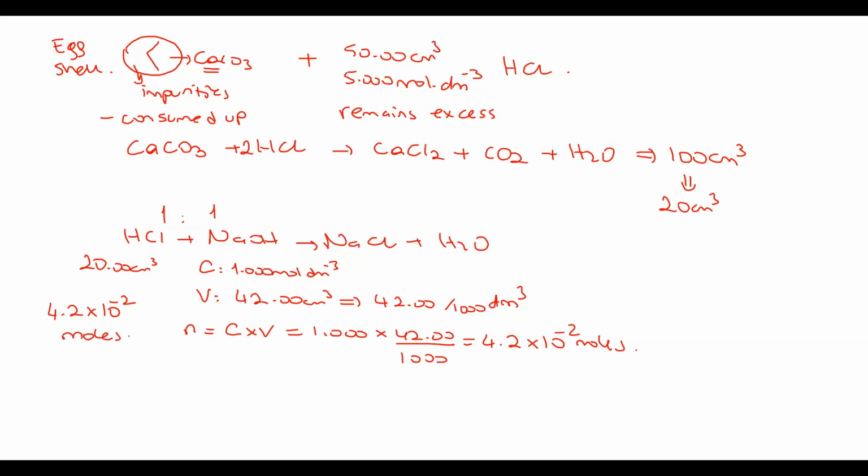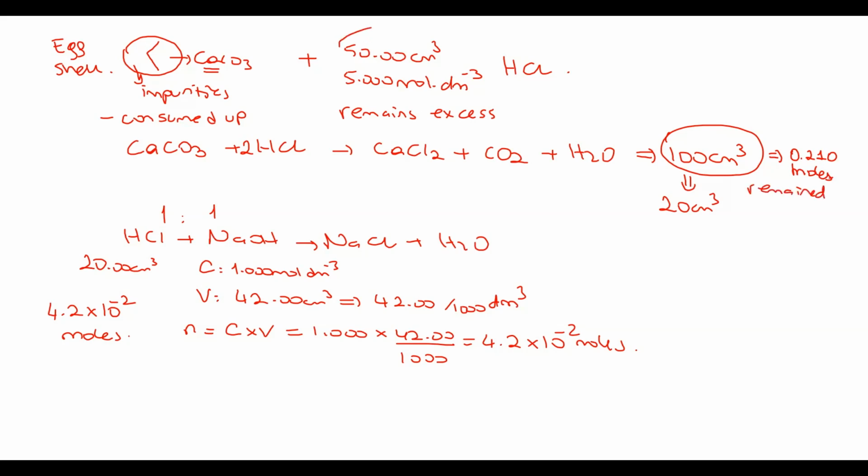This is the number of moles of hydrochloric acid in the 20 cm³ portion. But the original solution was 100 cm³, and this portion is 1/5 of the original solution, so we need to multiply this by 5. When we multiply this by 5, we find the number of moles as 0.210 moles. So we know the number of moles of hydrochloric acid remaining.